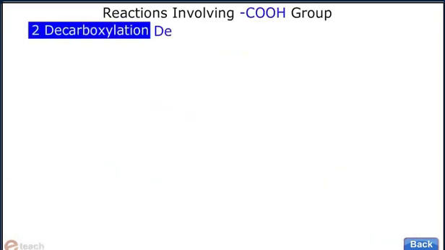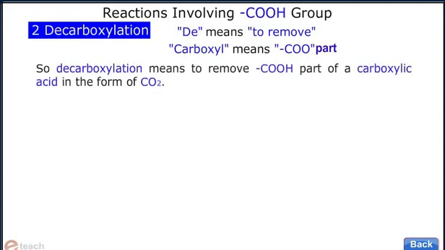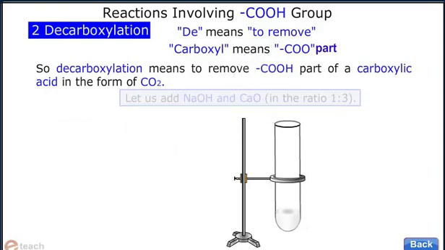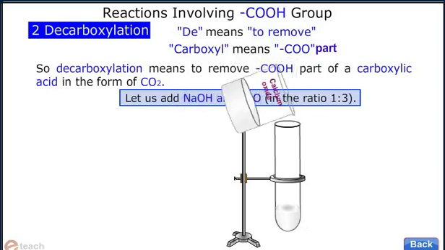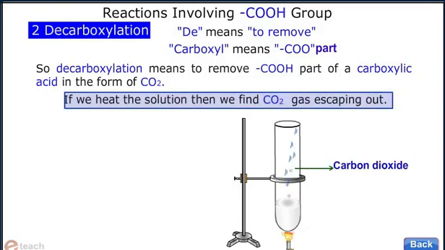Decarboxylation. De means to remove and carboxyl means COO part. So decarboxylation means to remove the COOH part of a carboxylic acid in the form of CO2. Let us take a carboxylic acid, that is RCOOH. Let us add NaOH and CaO in the ratio 1:3. If we heat the solution, then we find CO2 gas escaping out.